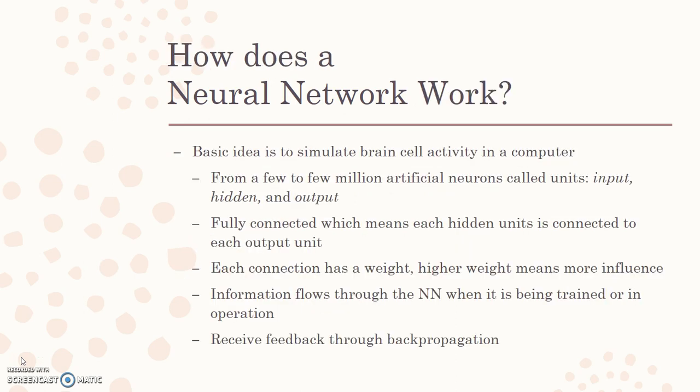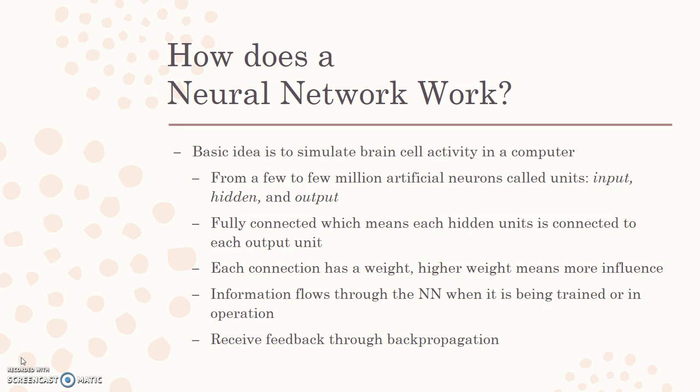So how does a neural network work? The basic idea is to simulate brain cell activity in a computer, in essence. It uses from a few to a few million artificial neurons called units, which are inputs, hidden, and outputs. What you want to do is have it fully connected. So through those input, hidden, and output neurons, the neural network basically connects those hidden units to each output unit. So each hidden unit is connected to the output unit.